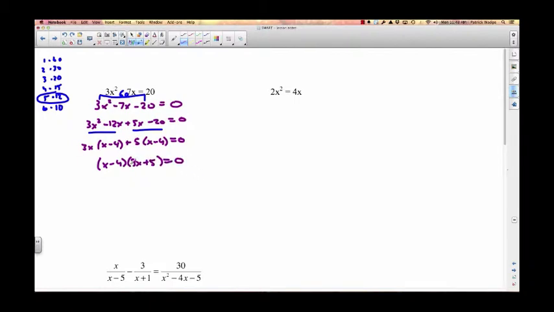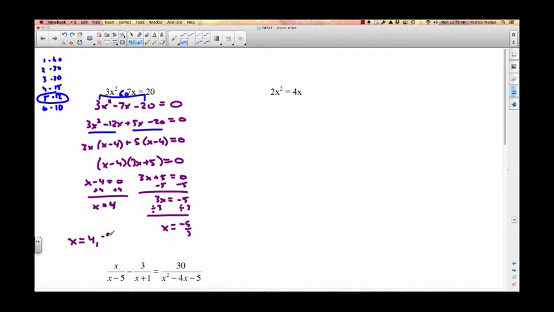Awesome. So now, zero product property. If this factor times this factor equals 0, then either the first factor equals 0 or the second factor equals 0. What would make this one equal 0? Well, if you add 4 to both sides, you'll get your answer. X equals 4. What would make this one equal 0? Two steps here. You get a minus 5 first, so you get 3x equals negative 5. Then you have to divide by 3. Let's keep it as a fraction. X equals negative 5 over 3. So we have our answers. X equals 4 and negative 5 over 3.